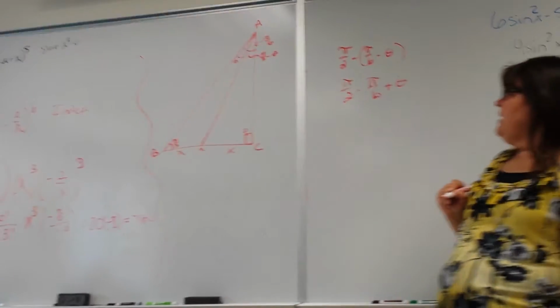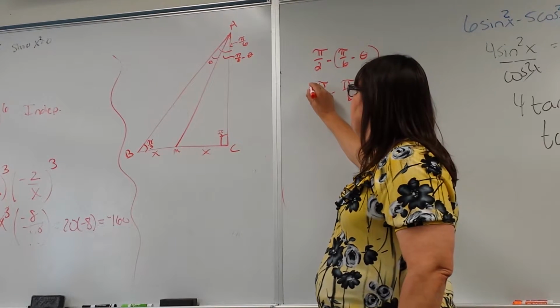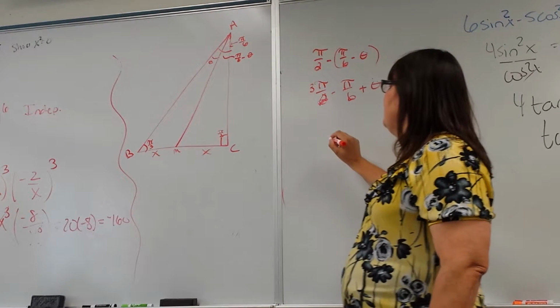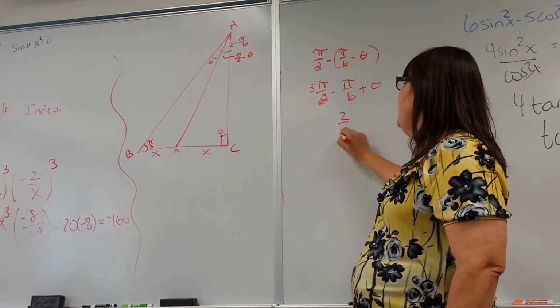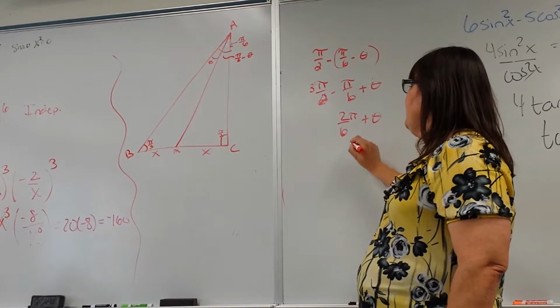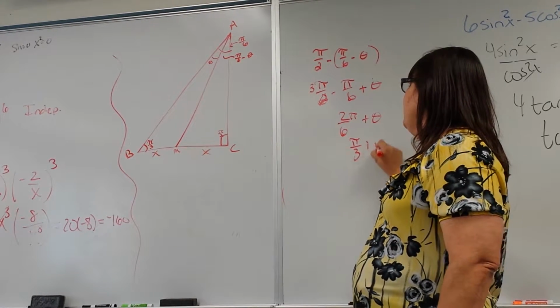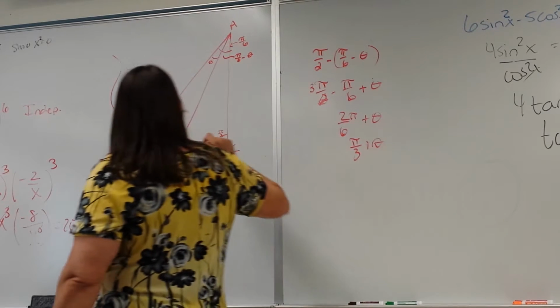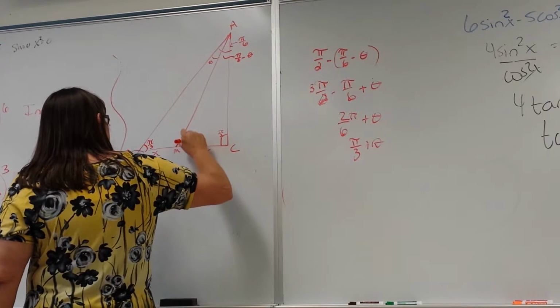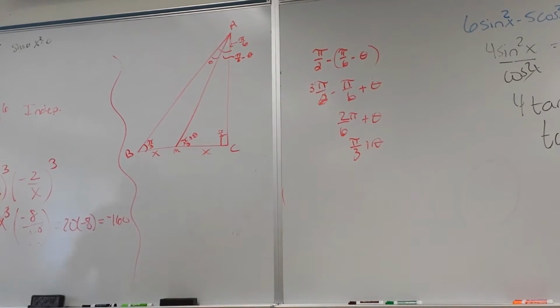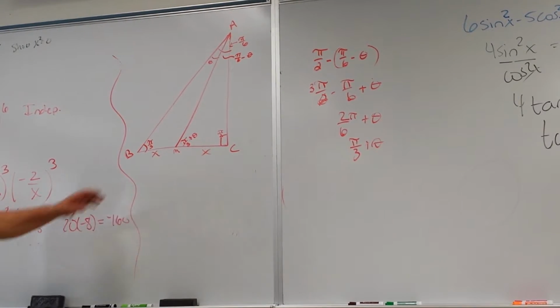So, pi over 2 minus pi over 6 plus theta. Get a common denominator: 3 over 6 minus 1 over 6 is 2 over 6, plus theta, also known as pi over 3 plus theta. Check my work. Use sine, cosine, tangent. Correct. Okay, we're looking for AM.